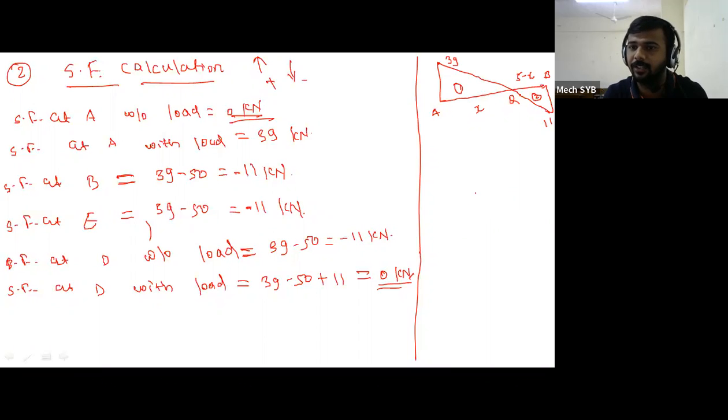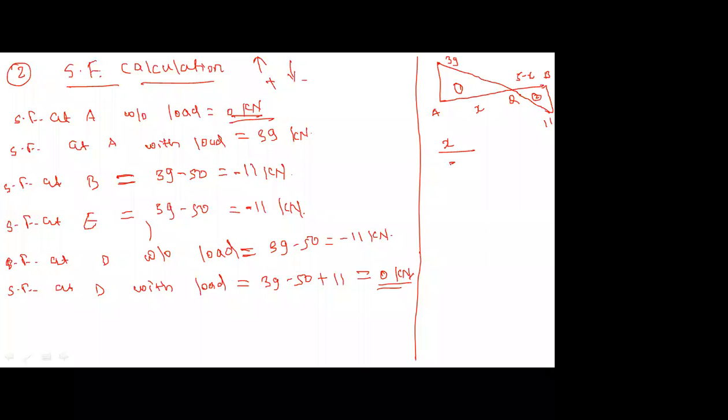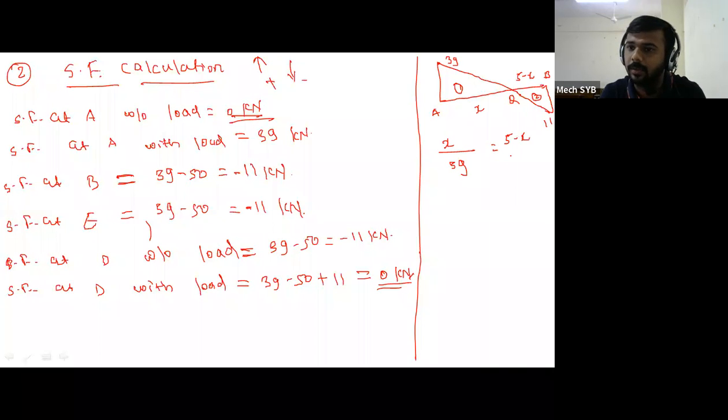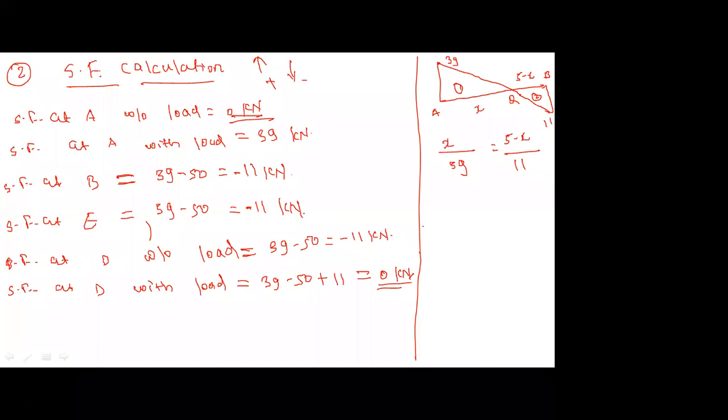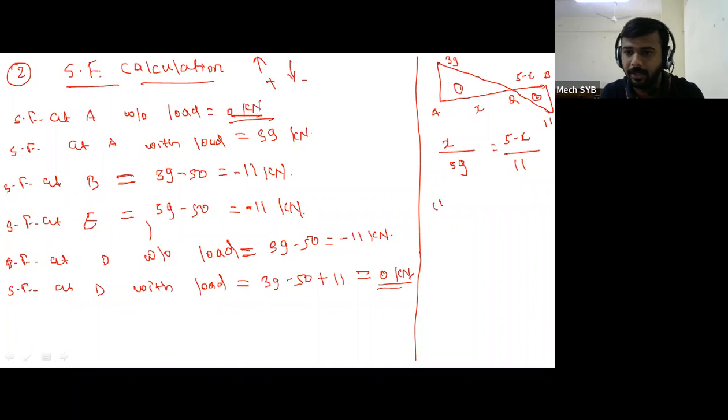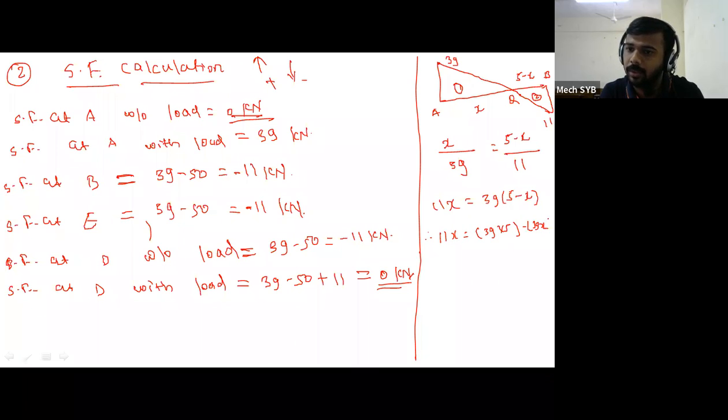Then what will come, tell me: x upon 39 and 5 minus x upon 11. So do the cross multiplication. 11x is equal to 39 into bracket 5 minus x. So 11x as it is, 39 into 5 minus 39 into x.